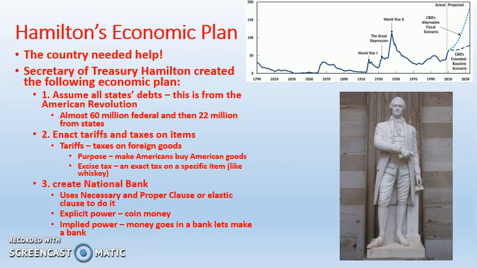Hamilton's his Secretary of Treasury, and Hamilton is looking at our economy. He's like, God, it sucks. And he wants to fix it. So he fixes it by creating an economic plan. He's the Secretary of Treasury. He advises the president on this.